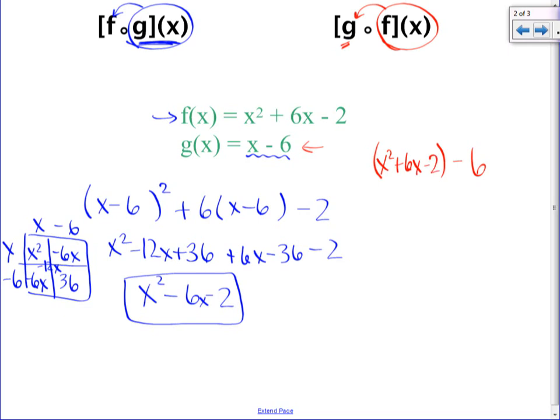There's only one thing to do on this one, right? Just combine our like terms, the two numbers on the end. So we've got x squared plus 6x minus 8, and we're done with that one. So it's taking one function, substituting it into the other. Questions on that? So we've got adding, subtracting, multiplying, dividing on the first page, and then we just went through taking one function, substituting it into the other.